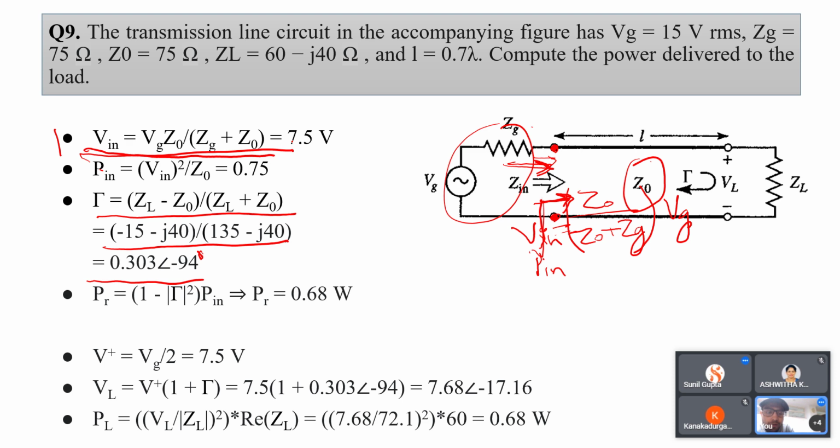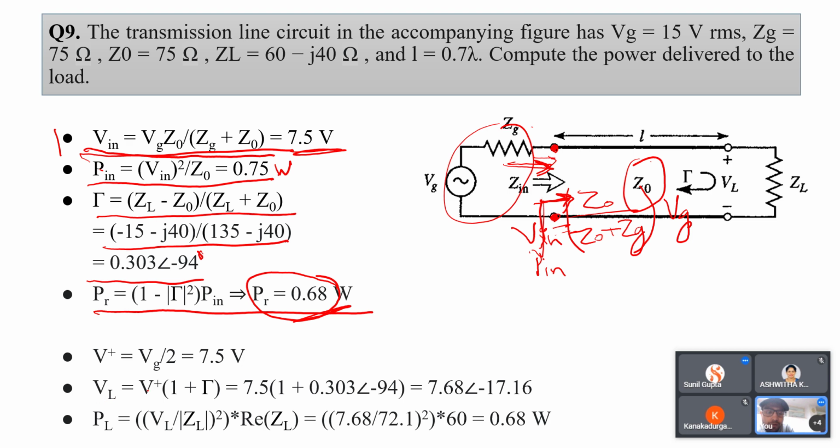which will be 7.5 volt. Input power is defined as V in square over Z, which will be equal to 0.75 watt. Now you can use this relation and you will get the value of load power as 0.68 watt.